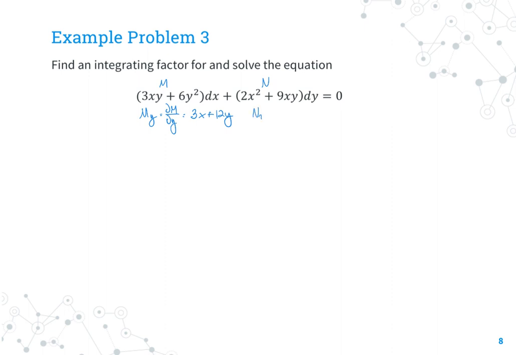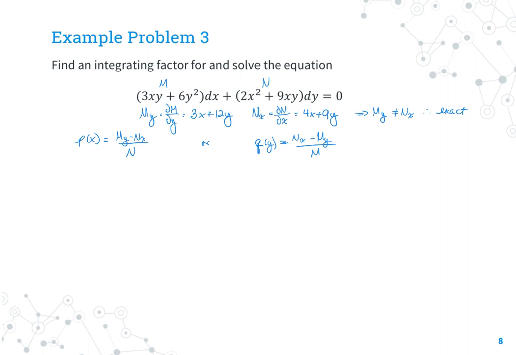And n sub x, or our partial derivative of n with respect to x, would be 4x plus 9y. So what we find out here is that m sub y does not equal n sub x. Therefore, our equation is not exact. Our ODE is not exact. So let's try finding p of x, which is m sub y minus n sub x over n, or let's find q of y, which is n sub x minus m sub y all over m.